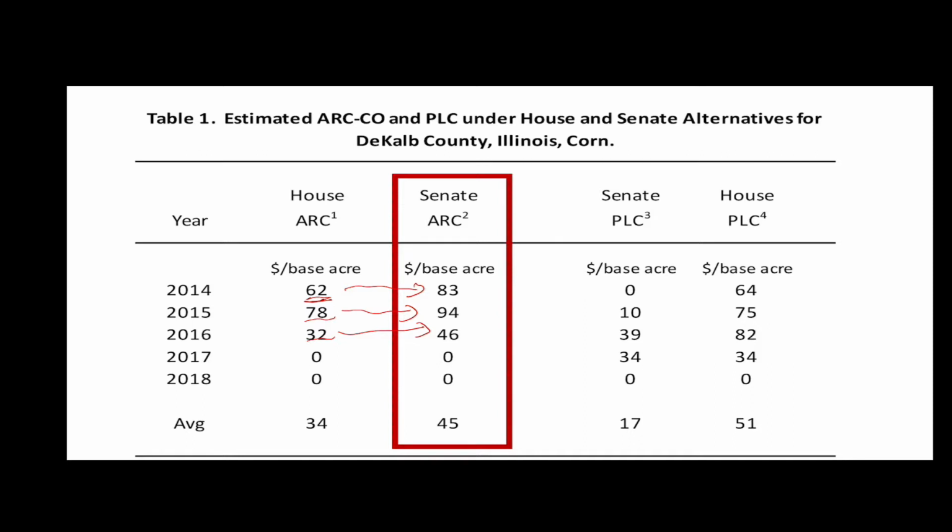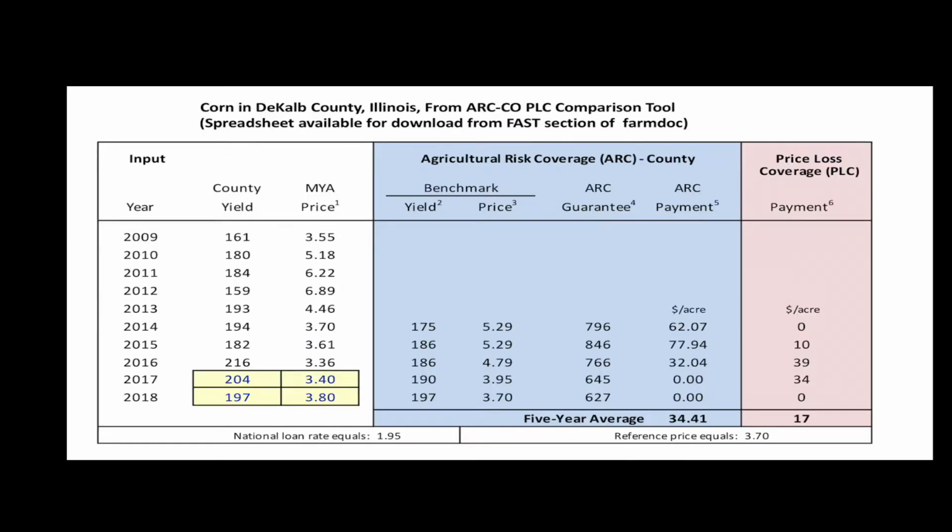Again, the Senate version of ARC would include a benchmark yield adjustment in its calculation, as well as a 75% of T yield replacement. Moving on to PLC. PLC payments are given here. PLC payments are easier to describe than ARC County. And in this case, the payments will be multiplied by 0.932.